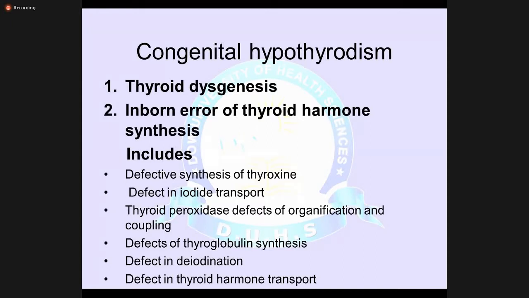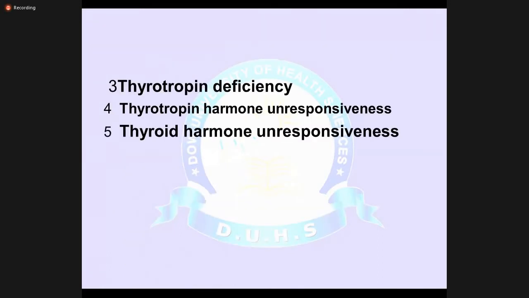So if you know how thyroxine is formed in the thyroid gland, you know the different steps from which the final end product of thyroxine is produced. So if there is a defect in any of the steps in the formation of thyroxine, that will be considered as inborn error of thyroid hormone synthesis, and that is the second reason of congenital hypothyroidism.